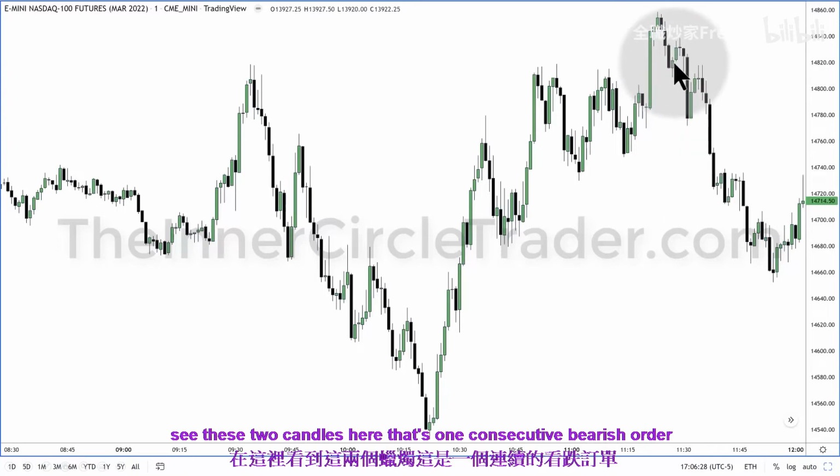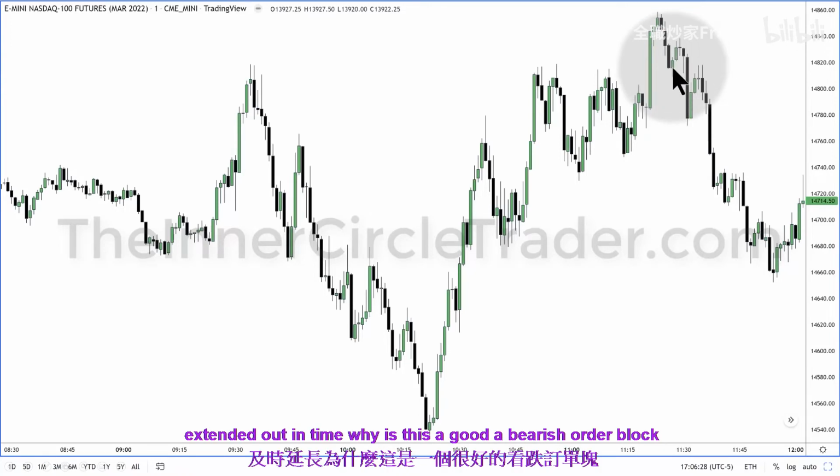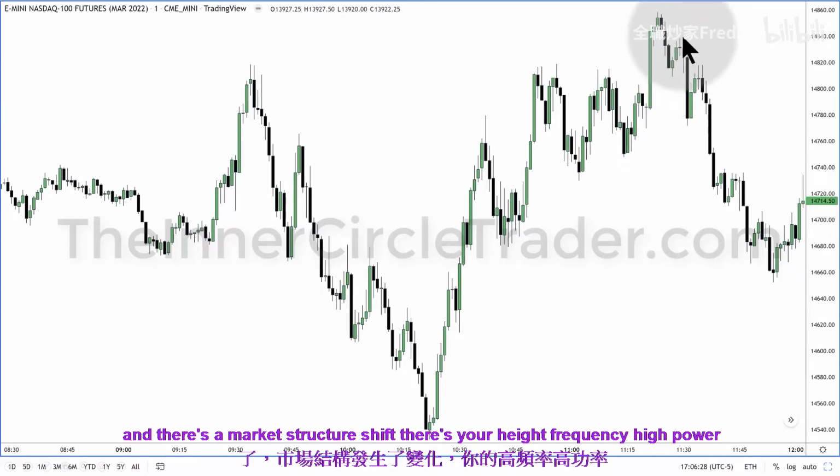See these two candles here? That's one consecutive bearish order block. The opening price extended out in time. Why is this a good bearish order block? Because it has that gap and it's taken liquidity. And there's a market structure shift.